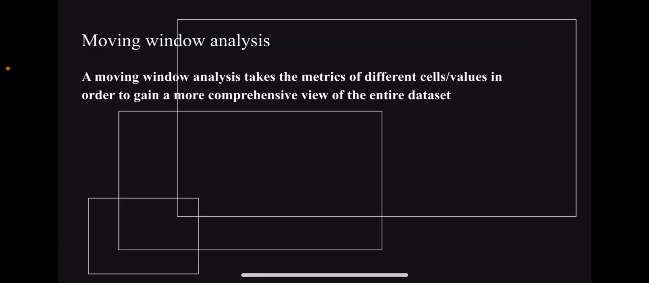One way to analyze this is using something called a moving window analysis. This takes the metrics of different cells or values in order to gain a more comprehensive view of the entire data set. Even though the windows present here are rectangles, they can be any shape so long as they cover most of the data set and are uniform.